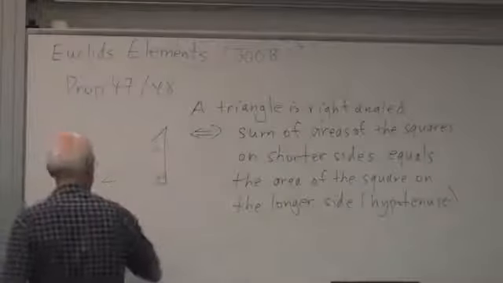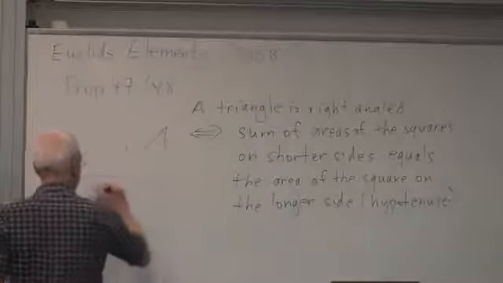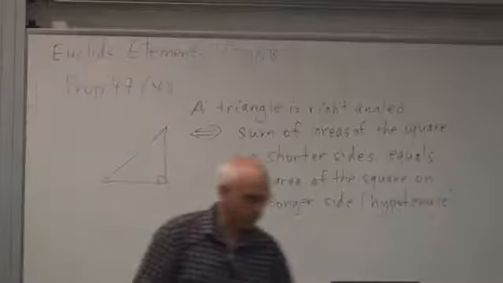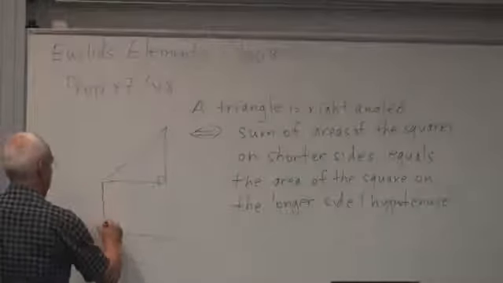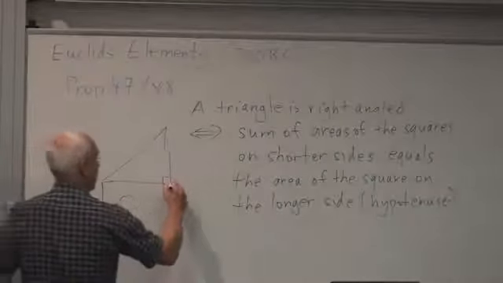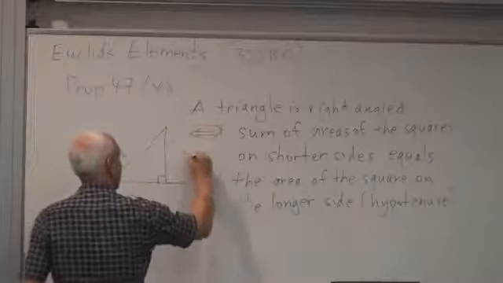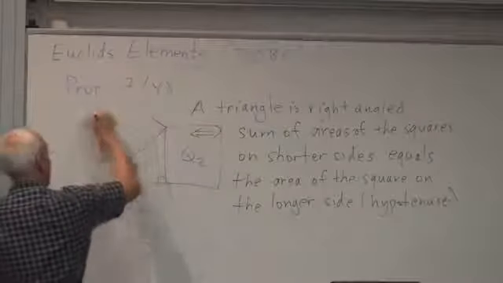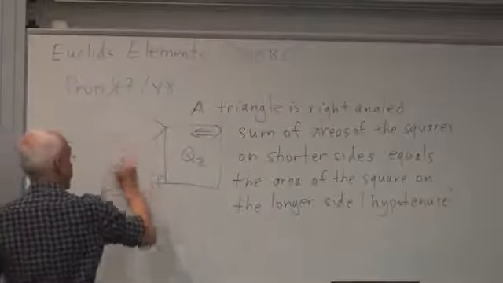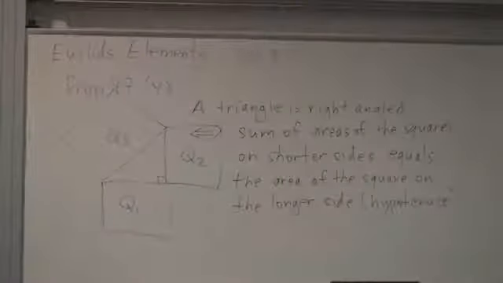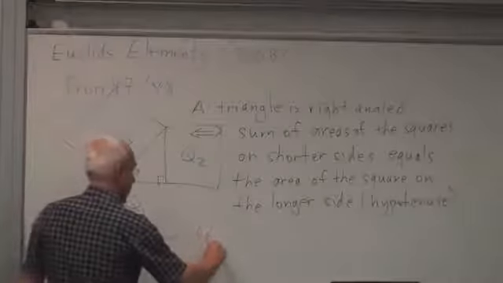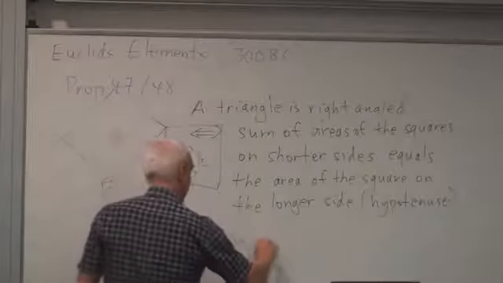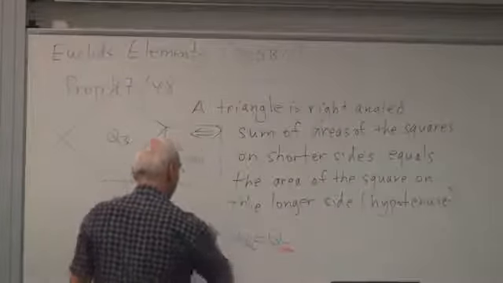So the picture is, this area, let's call it Q1. This area Q2. This area Q3. Then we have a right angle precisely when Q1 plus Q2 equals Q3.